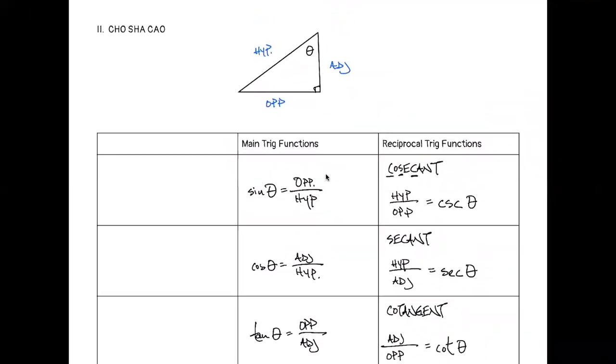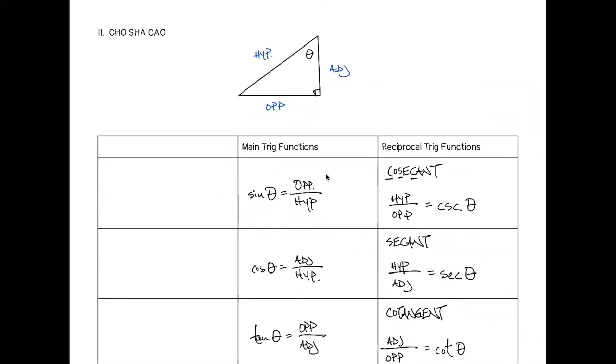Okay. Yeah. All right. So they really did. All in the context of a circle too. All right.